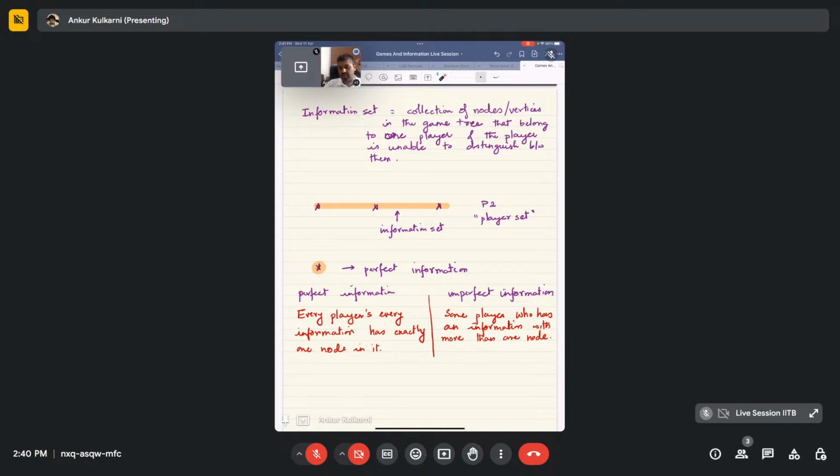But when you have imperfect information, there is at least one information set which will have more than one vertex. So let's say two vertices that are in the same information set. Something like this is a case of imperfect information.